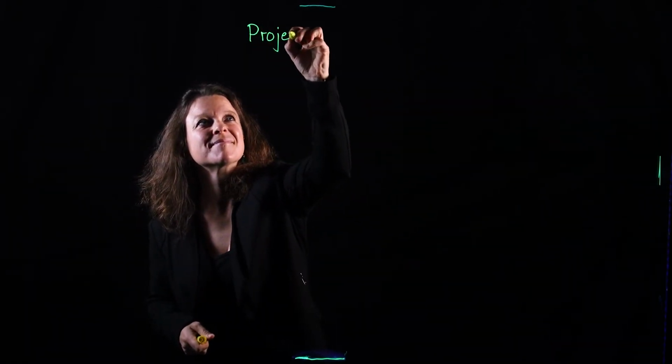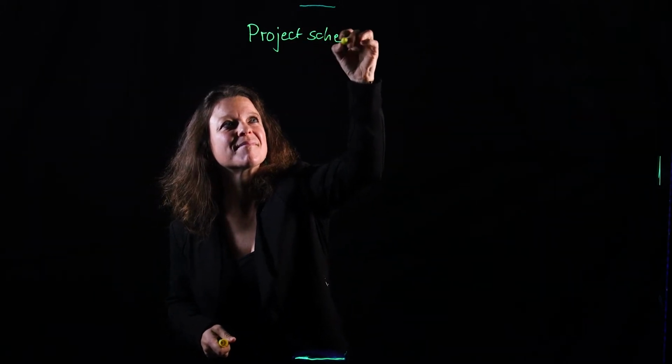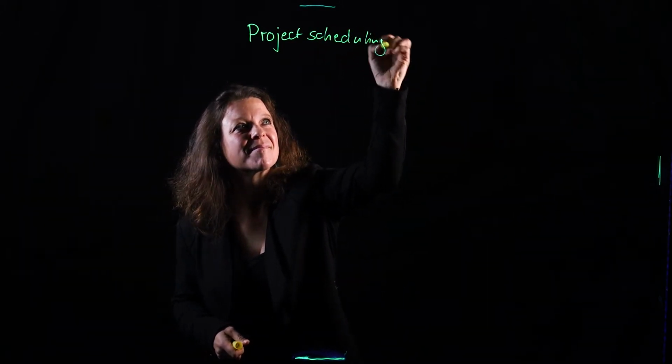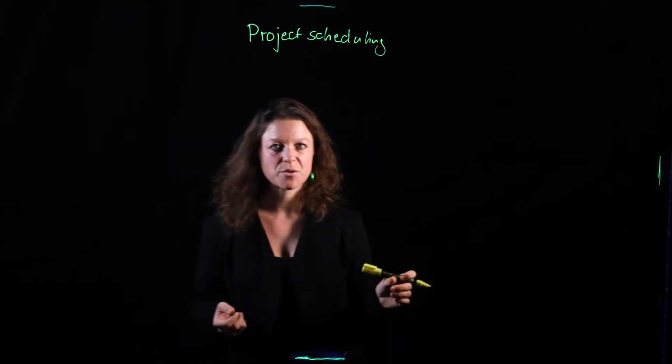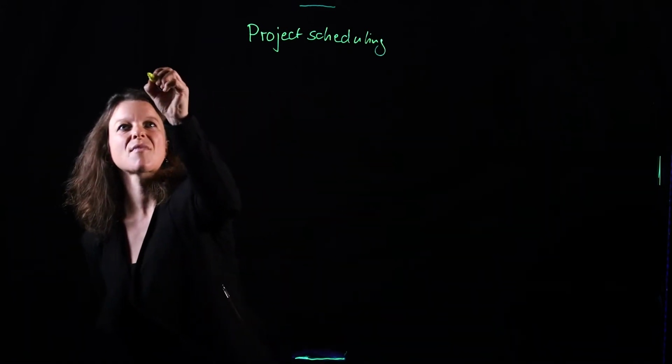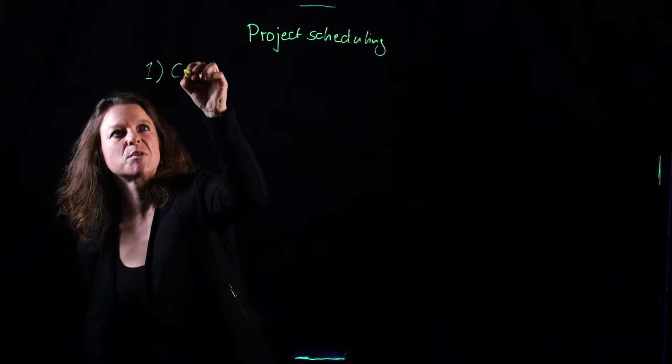Today we will talk about project scheduling. For scheduling, we have 6 general principles. First one is compartmentalization.